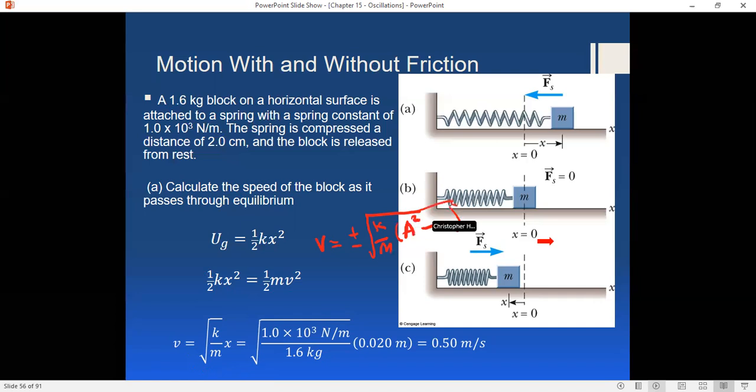Again, A squared minus X squared. And you can use that, you get the same exact result. In this case, what is X in this equation is actually A here. You get the same exact result.